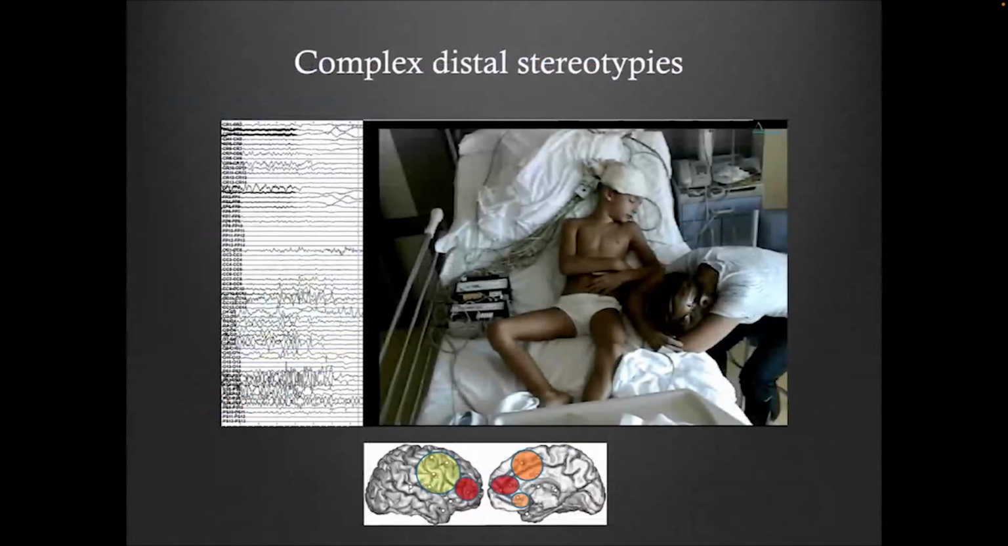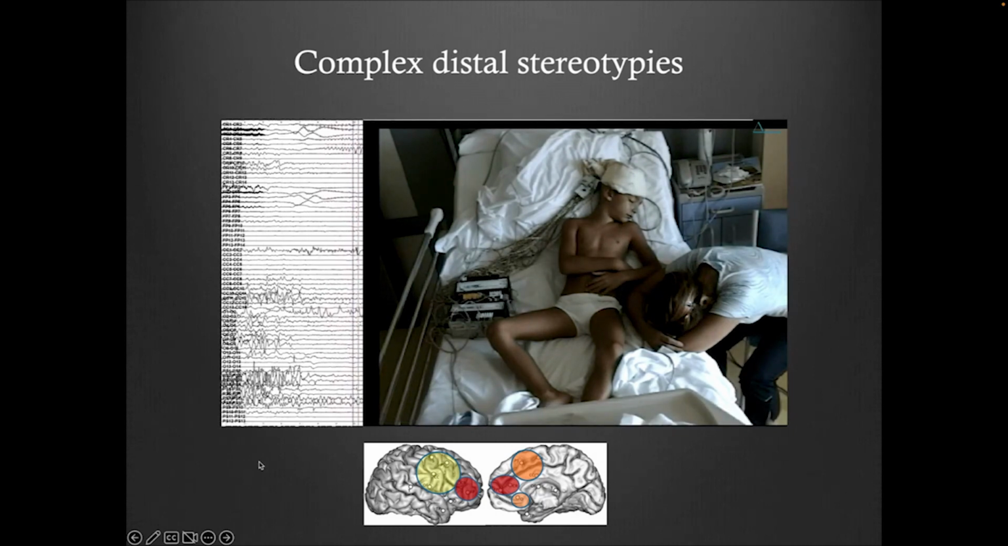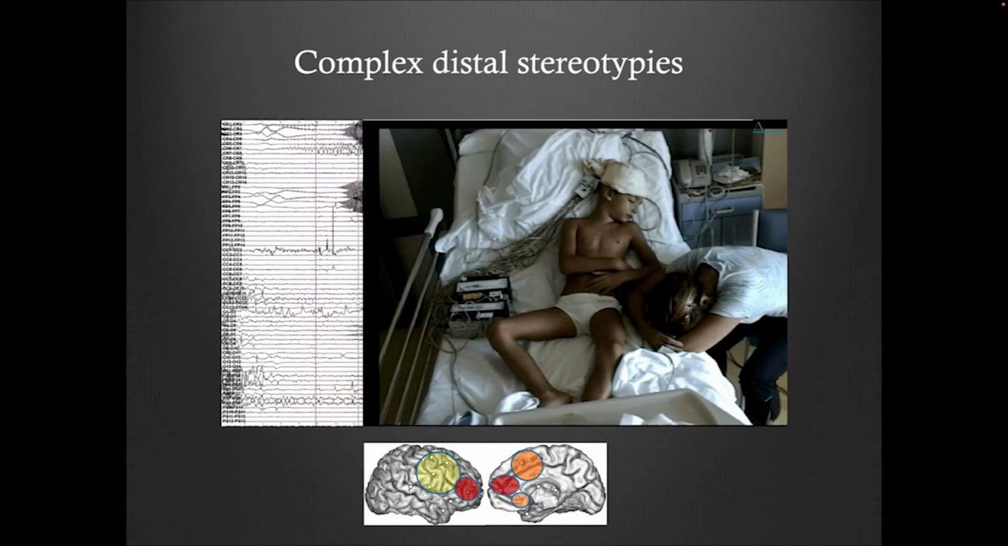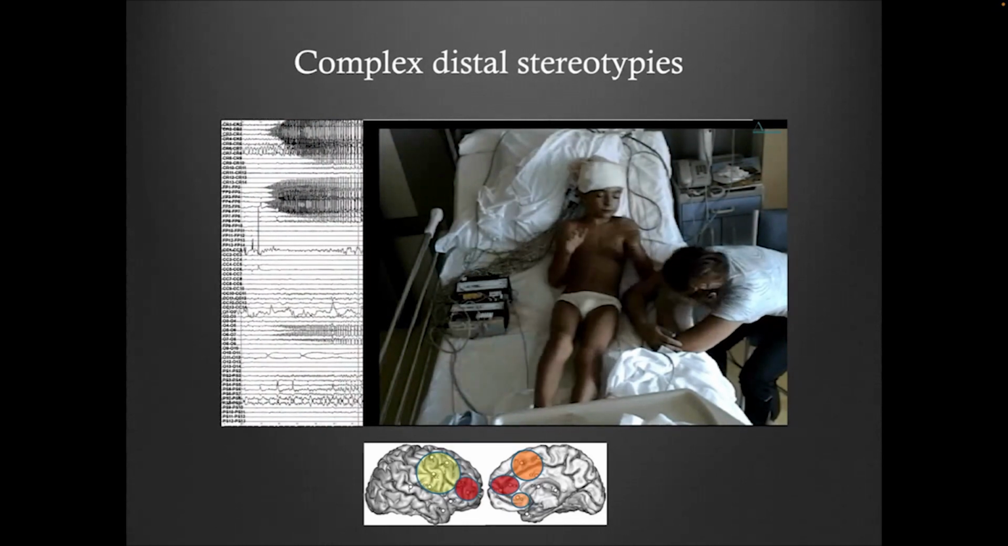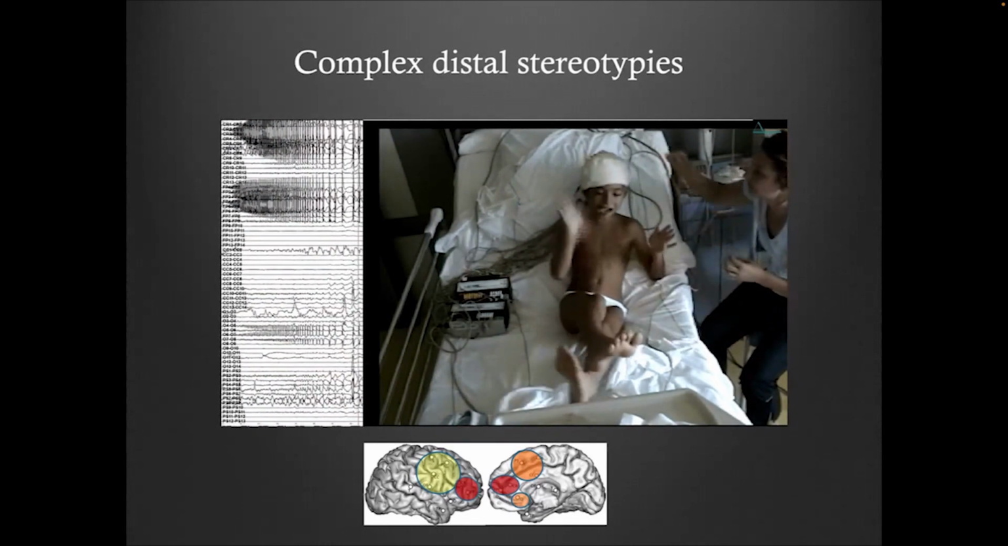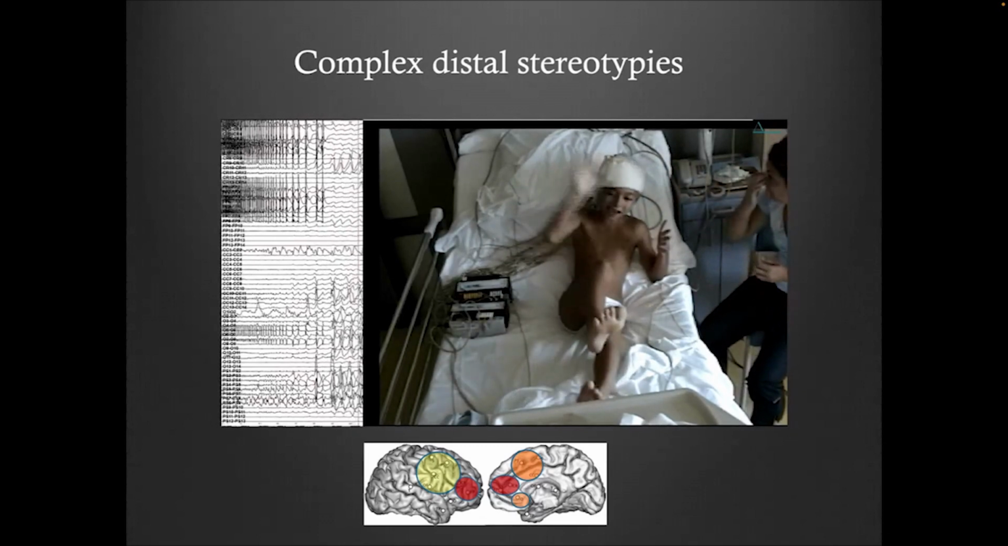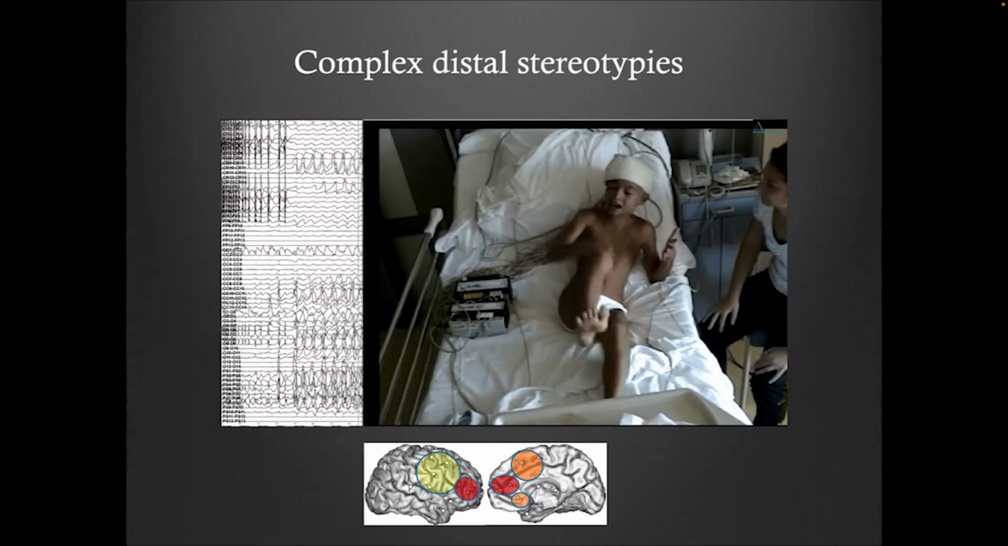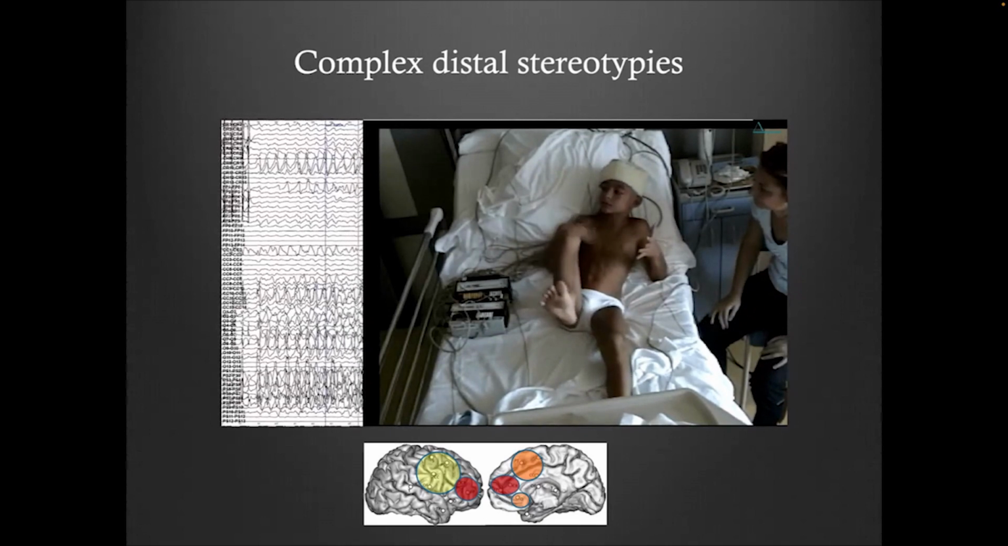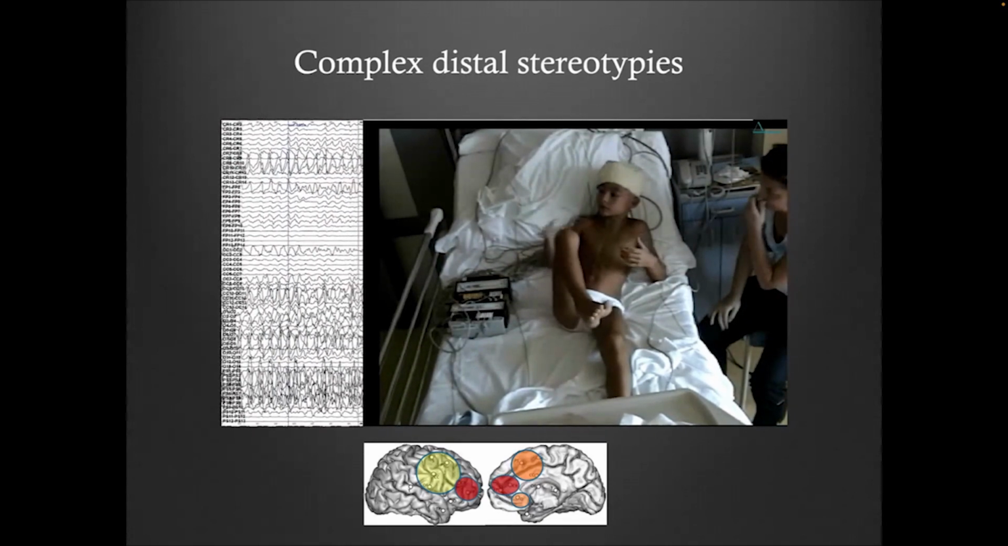And now this is another case of complex distal stereotypy in a young boy. You can see that it's a spontaneous seizure. You will see that it starts here in polar regions, and now you are just watching that. Sometimes he was singing and dancing, and now he's just playing.